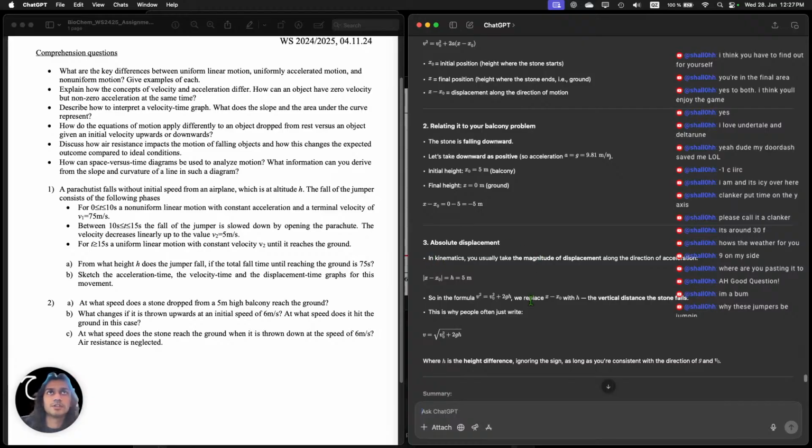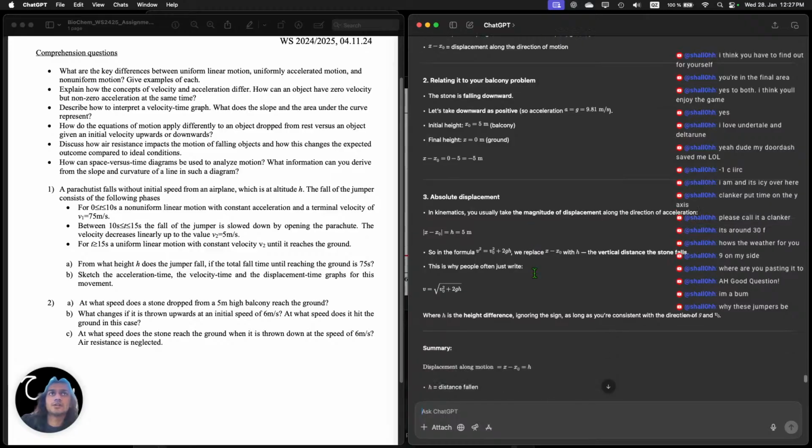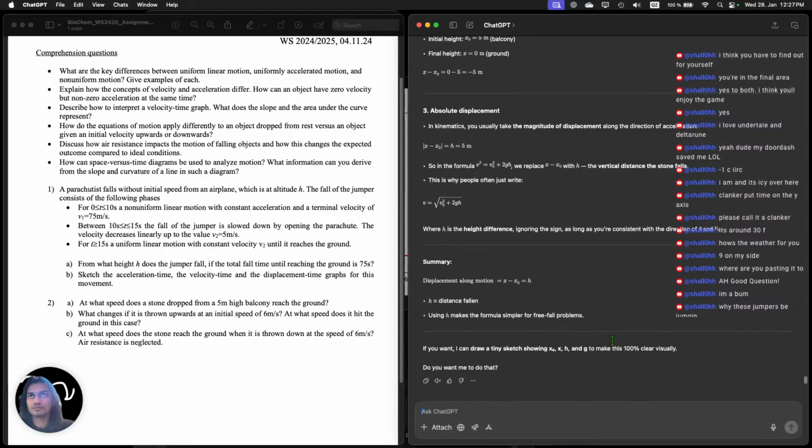Absolute displacement. In kinematics, you usually take the magnitude of displacement. This is why people often write h, where h is the height difference, ignoring the sign. Okay, I kinda get it now. I'm thinking if there's any other better way I could do it.